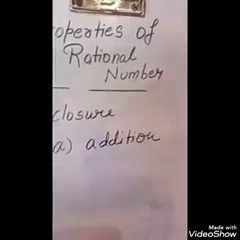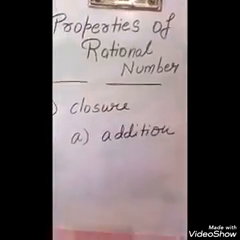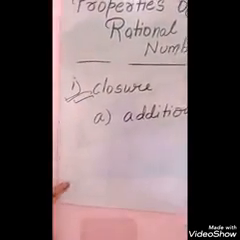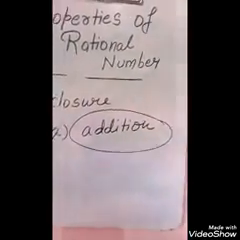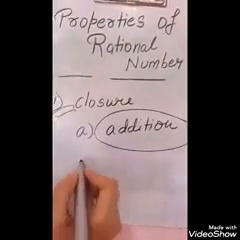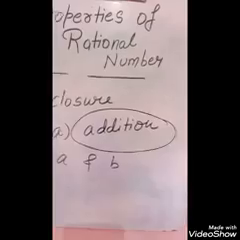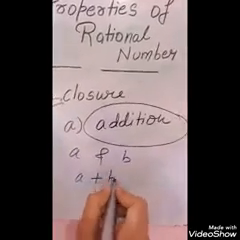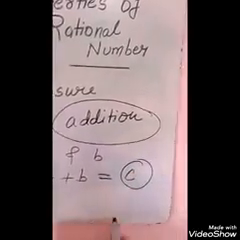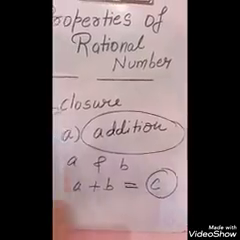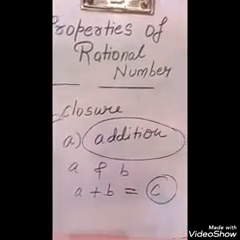Students, now we will move to some properties of rational numbers, and we will see them with the help of examples. So now we talk about properties of rational numbers, and for that we will see first the closure property under addition. Closure property is: if we have two rational numbers, say a and b, and if we add both and we get a number c, and if c is also a rational number, then we can say that the closure property of addition is followed by rational numbers.